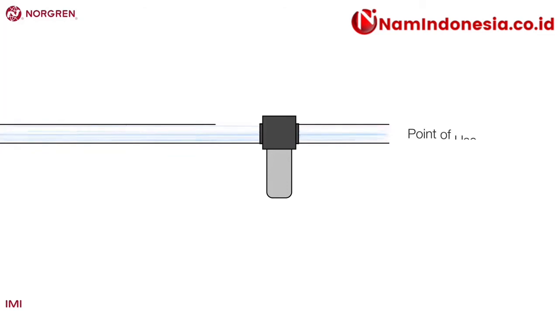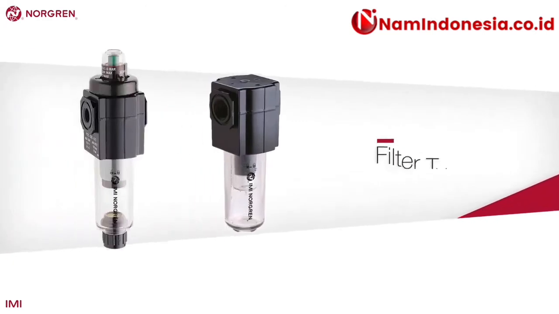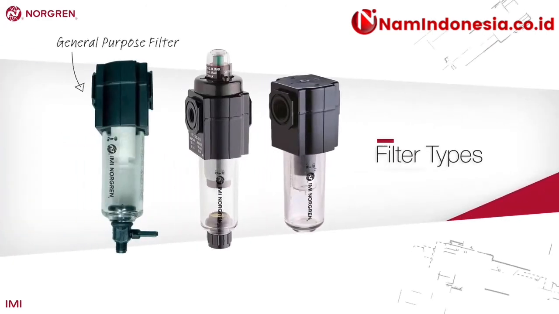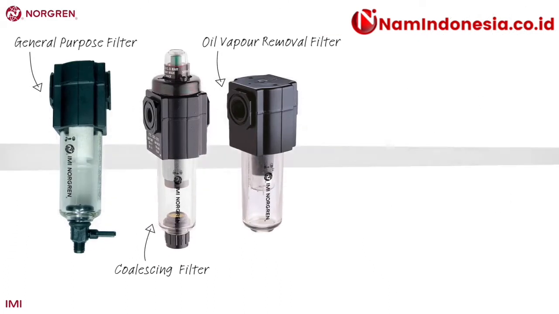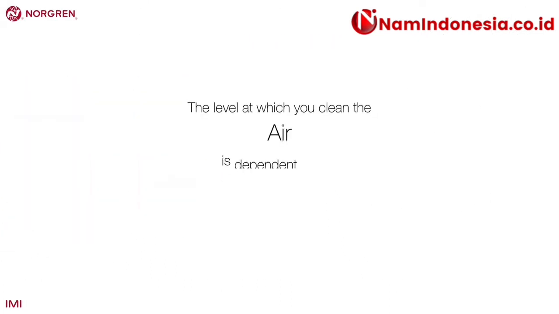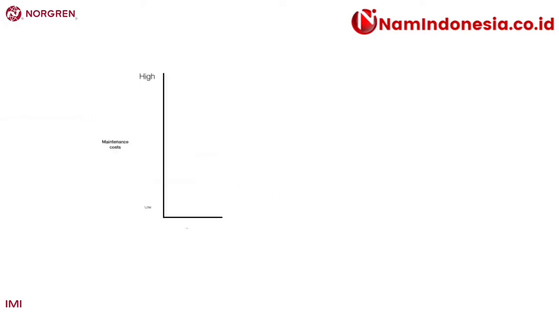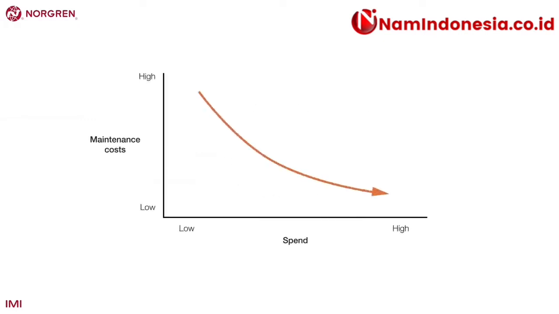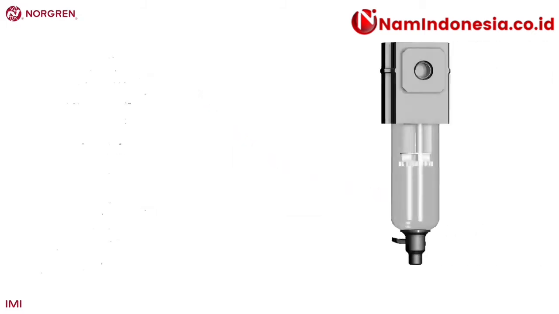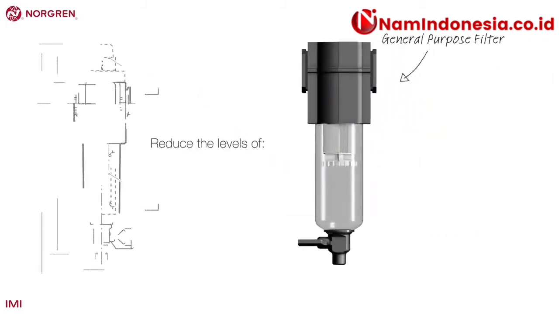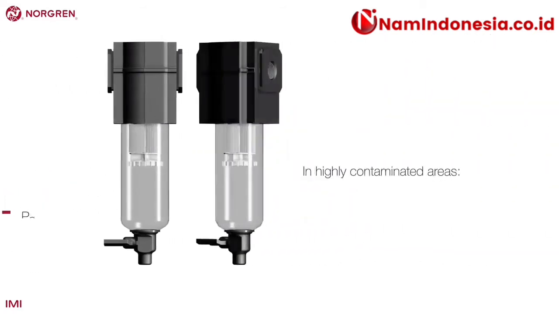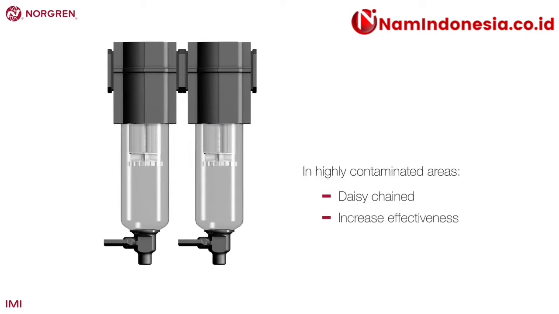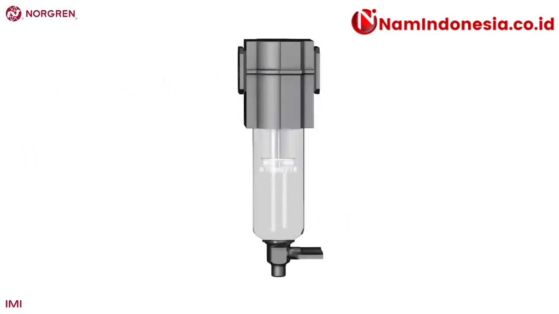With all this in mind, let's take a look at the range of filters available to us and how they work. Here are 3 filters: a general-purpose filter, a coalescing filter, and an oil vapor removal filter. The level at which you clean the air is dependent on the application, and the level of spend needs to be justified based on the reduced maintenance costs. A general-purpose filter can be used to reduce the levels of water, dust, and particles in compressed air. In particularly contaminated areas, they can be daisy-chained to increase effectiveness. Let's see how it works.